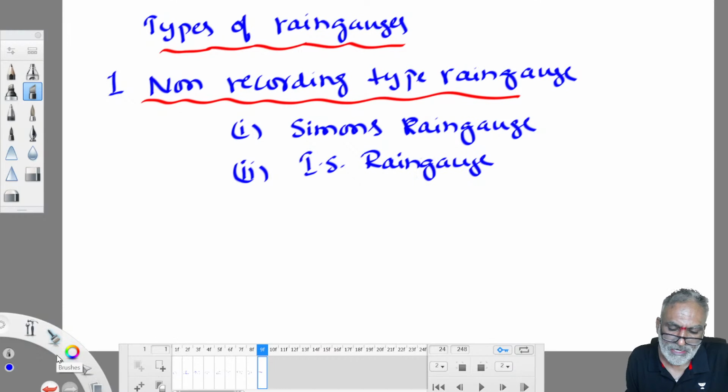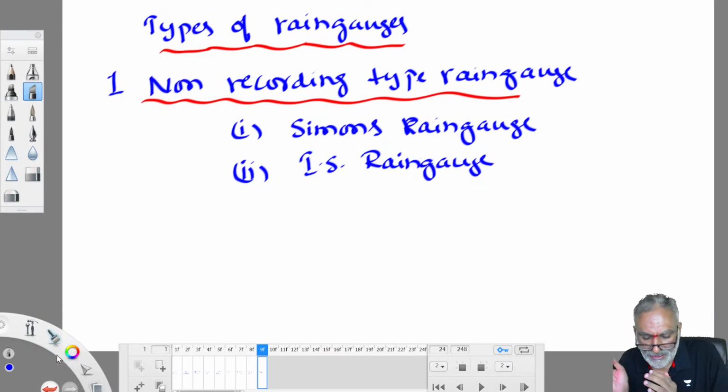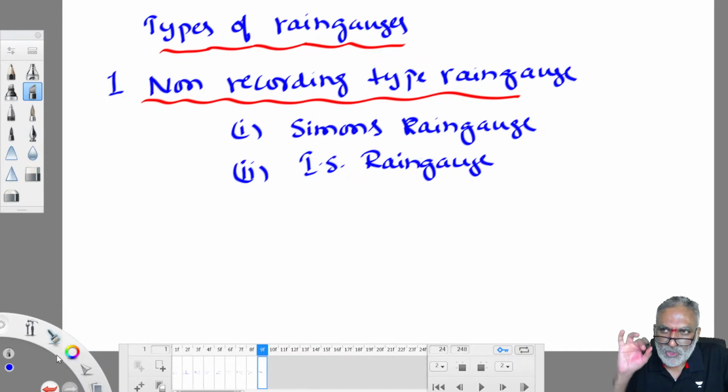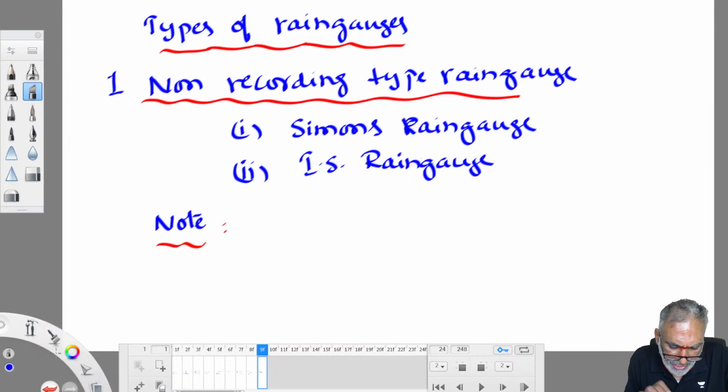Any kind of non-recording type rain gauge has a bottle to collect and hold rainwater. To collect rainwater, it has a collector provided with a funnel connected to it, which delivers water into a bottle. This arrangement is fixed permanently to the ground. The detailing is not required. The non-recording type rain gauges only measure 24 hours rainfall. They can't give you a complete history of the rain, only how much rain has occurred in the 24 hours.